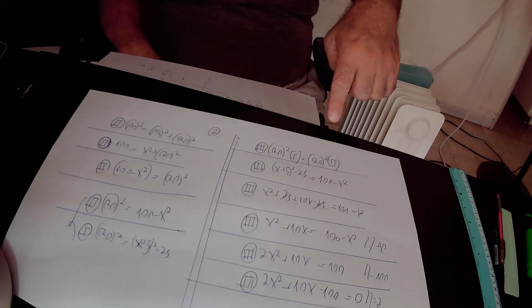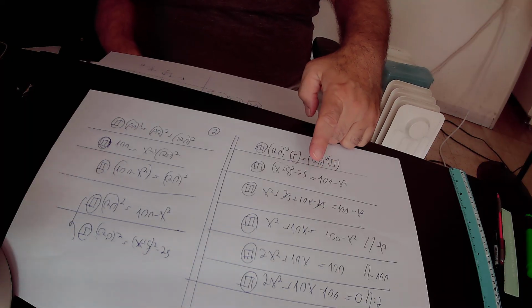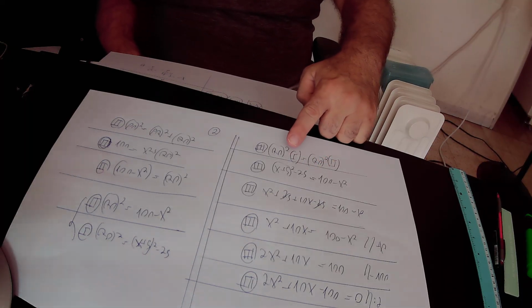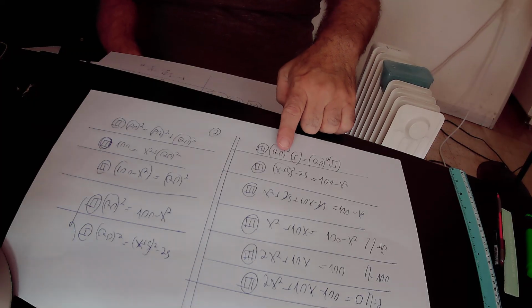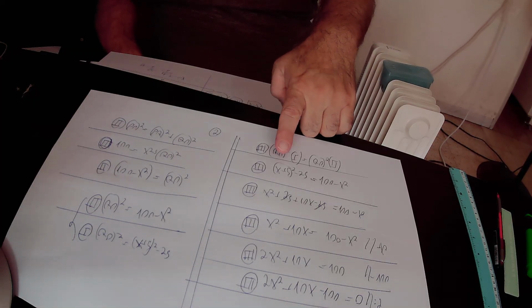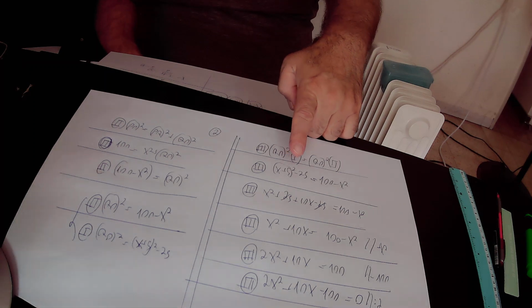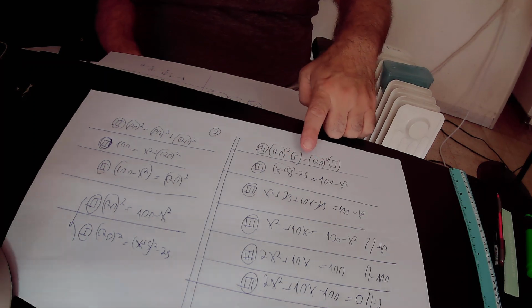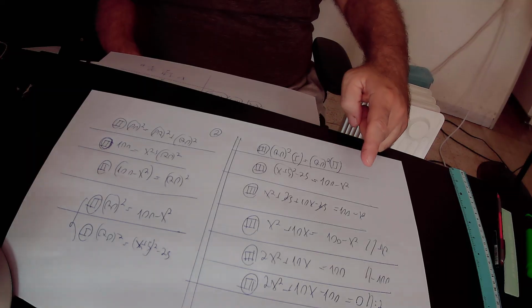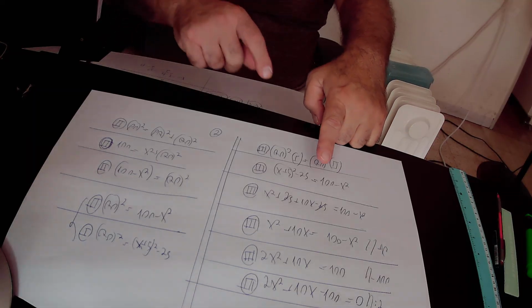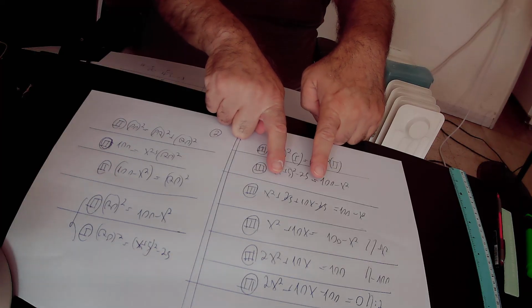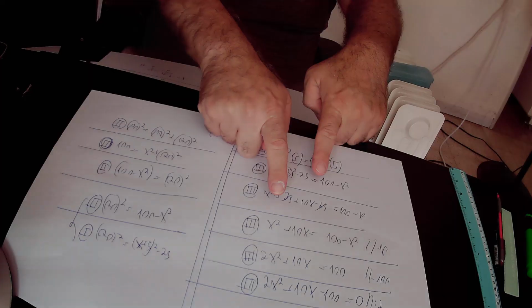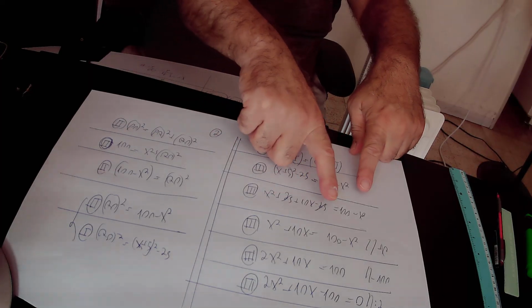Here we open the brackets of this expression, and I found out that x plus 5 squared equals x squared plus 5 squared, that is 25, plus 2 times x times 5, that is 10x. So x plus 5 squared equals x squared plus 25 plus 10x, and we have here minus 25 equals 100 minus x squared. 25 minus 25 is 0. After we cancel 25, we are left on this side of the equation with only x squared plus 10x equals 100 minus x squared.